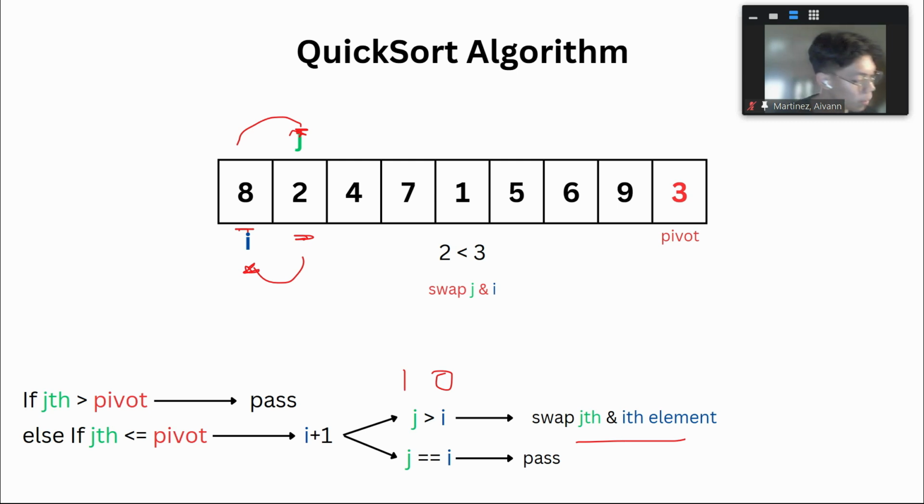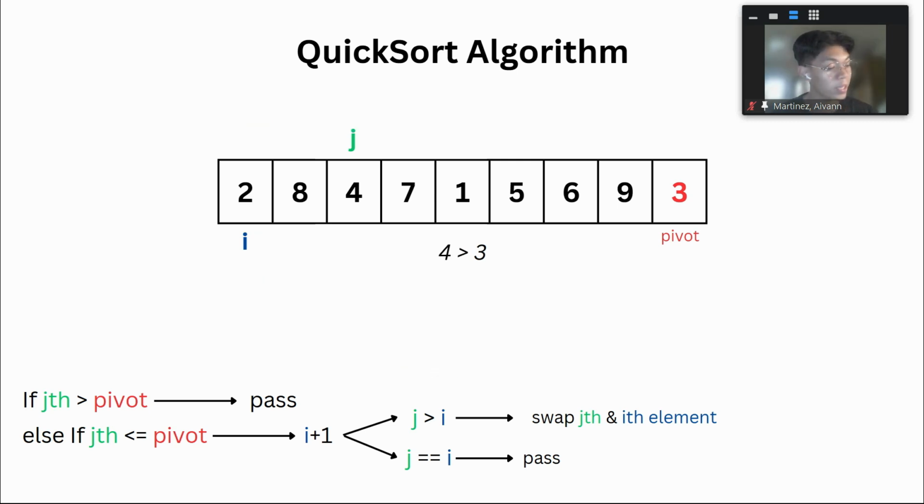So, swapping them. Alright, so notice here we have already swapped 2 and 8. So again, we have to iterate j. Our jth element now is equal to 4. And then we have to ask again, is our jth element, which is 4, greater than our pivot element, which is 3? Yes. So again, we have to iterate j. So after iterating j, we have to ask again, is our jth element, which is 7, greater than our pivot element, which is 3? Yes.